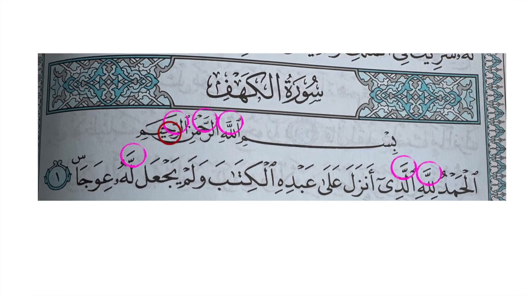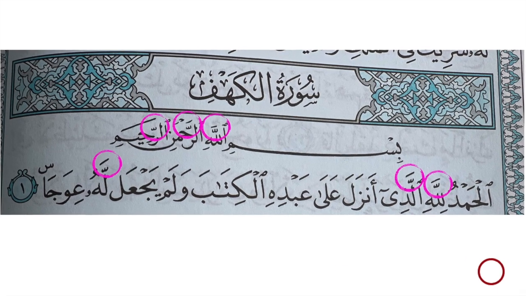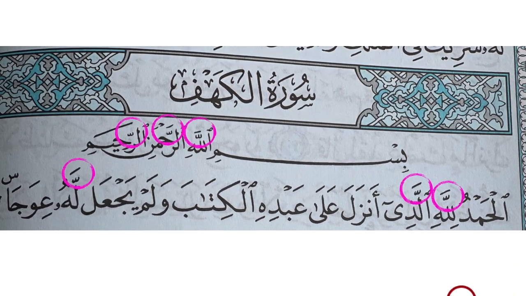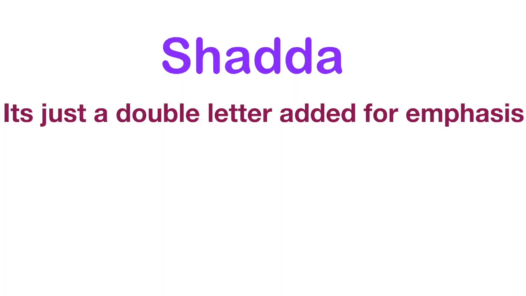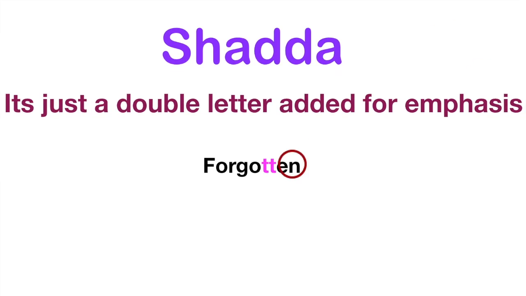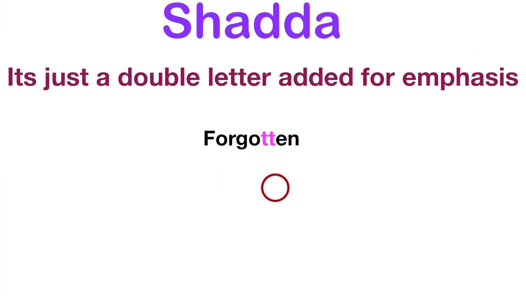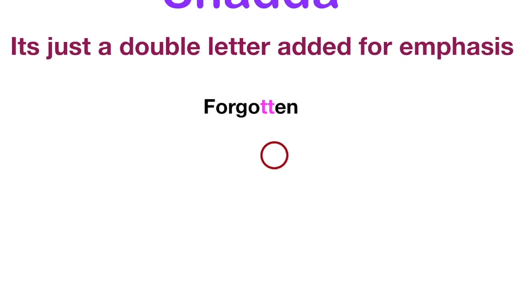So let's take a small extract. You can see here just a small section, including the Bismillah. And look, there are so many places where you see that symbol. It goes to show that everywhere in the Quran, you will see lots of this. So we need to understand how to use this. What is Shadda? It is a double letter added for emphasis. Let me give you some ordinary words, like the word "forgotten." There are two letters to add the emphasis.